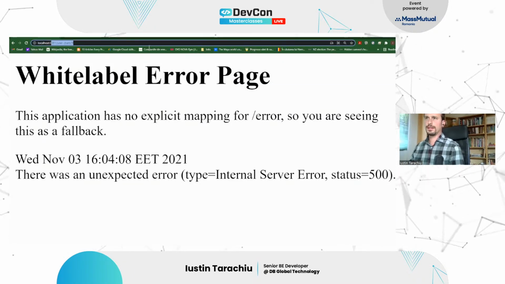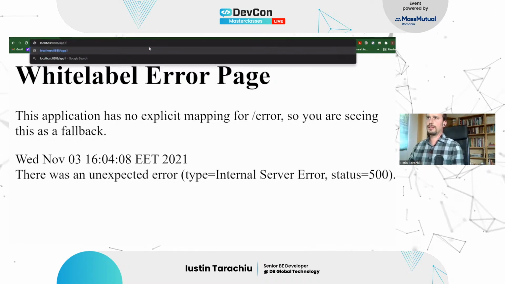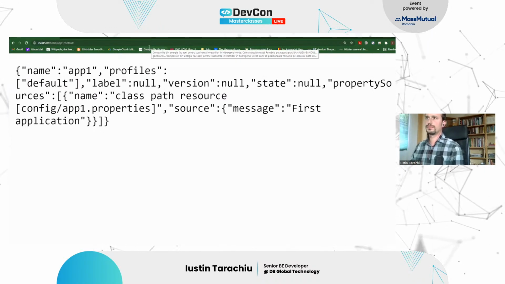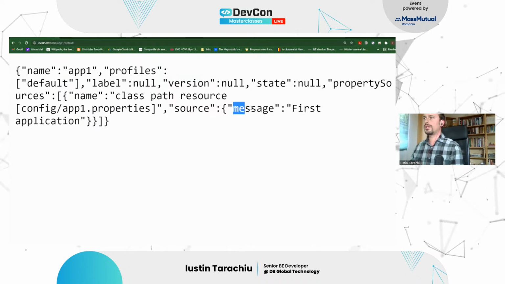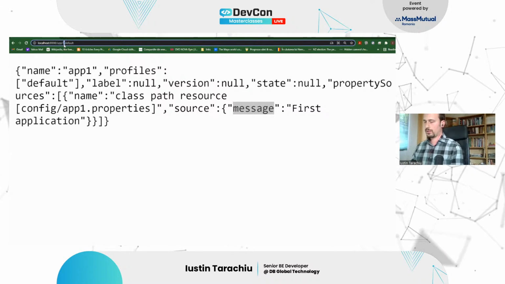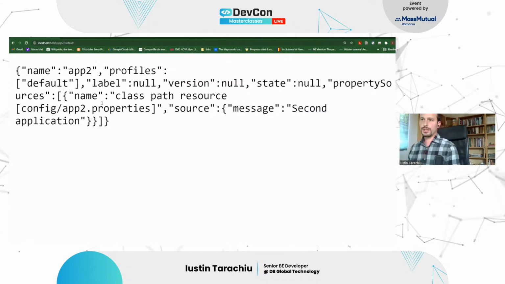Okay, let's see, it is actually running on 8888. Let's put app1, profile default. So you can see that it is running. We have our property right here, which is message, first application. If we go to app2, we have second application, and so on.